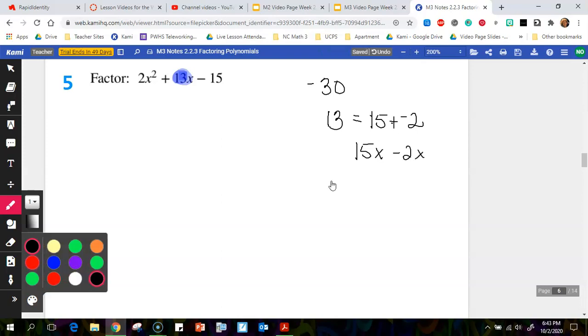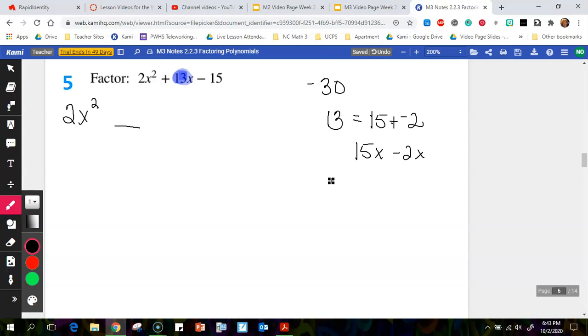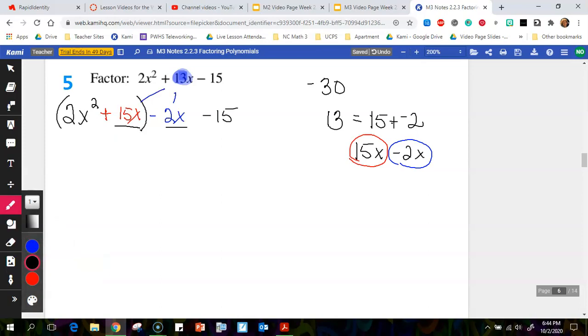So when I rewrite my original, which I should have done in the first place, I'm going to bring this here and this right here. And that equals 13x. So I split my middle term. Now I need to make parentheses.